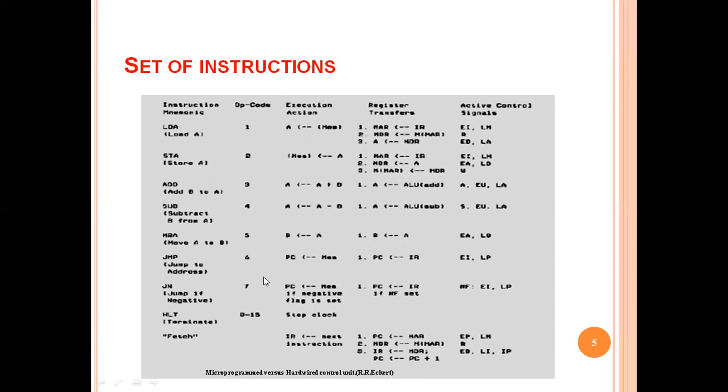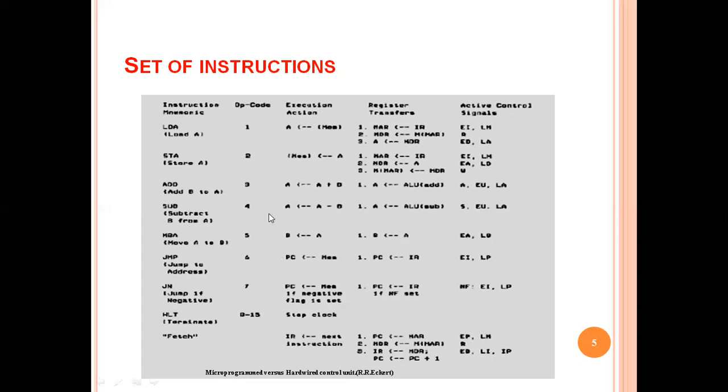You already know that the opcode is 4 bits. So 2 to the power 4 means it can generate 16 instructions, though here it is written 1 to 7 instructions. All the other instructions can be added later. As it can generate a maximum of 16 instructions and only 7 are given, you can expand later. Suppose you have built one architecture, you can expand the instructions if there is this provision. Clear? This is the execution action.